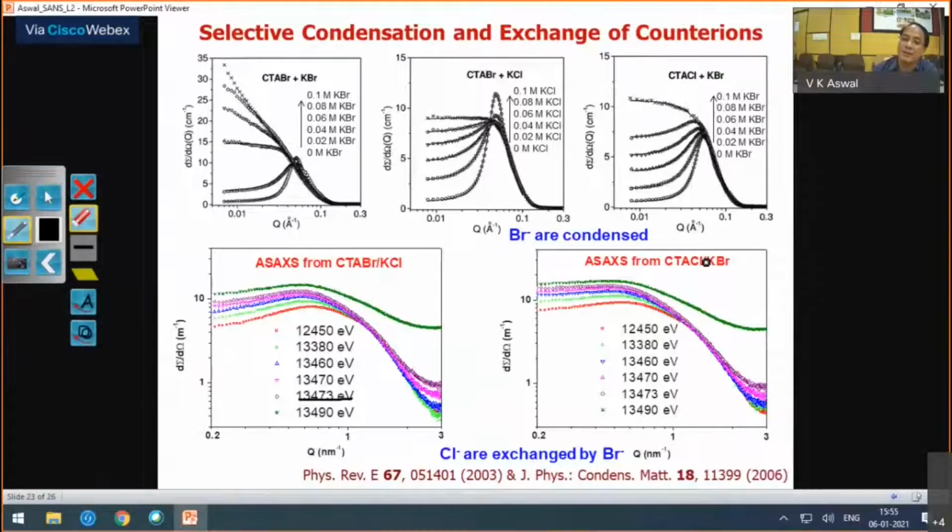But in the case of the original chloride counterions, now if you add bromide counterions in the system, you get a system behavior which is similar to this system. So these two systems, this and this, now behave the same. What does this mean? This means that they now have a similar kind of configuration of counterions. That's why their profiles are the same. So what is verified by this experiment is that chloride counterions are exchanged by bromide. This again you can only verify by doing the contrast variation experiment, which is anomalous small angle X-ray scattering in this case.